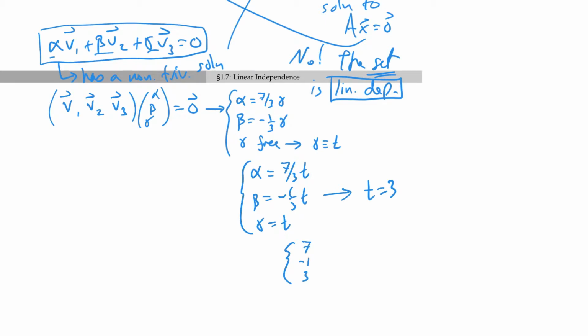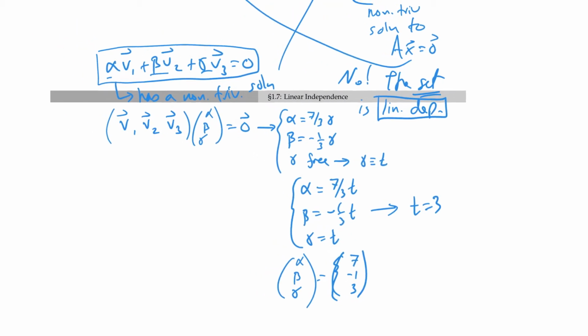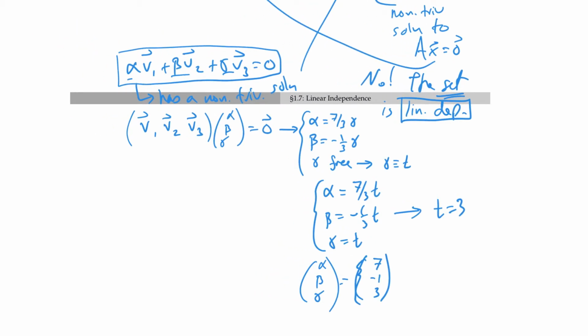That gives me a particular solution to Ax equals 0 of 7, -1, and 3. Oh my goodness, what have I done here? Let me fix this. There we go, and that's alpha, beta, and gamma. So I'm saying alpha is 7, beta is -1, and gamma is 3, which will give me a non-trivial linear combination. Let's see that happen. So I'm saying 7v1 minus v2 plus 3v3 should equal the 0 vector.